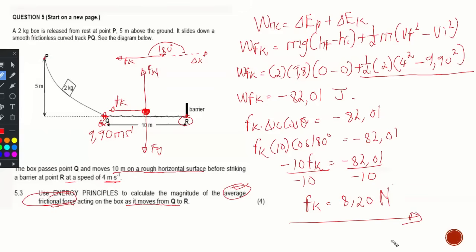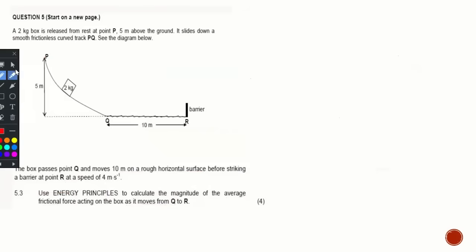Okay, so that's how you go about calculating those questions. Now you can see that the most common question will be for you to find the average frictional force when it comes to work done by non-conservative forces. So you already know how to use that formula at this point. So, okay, let's now proceed.